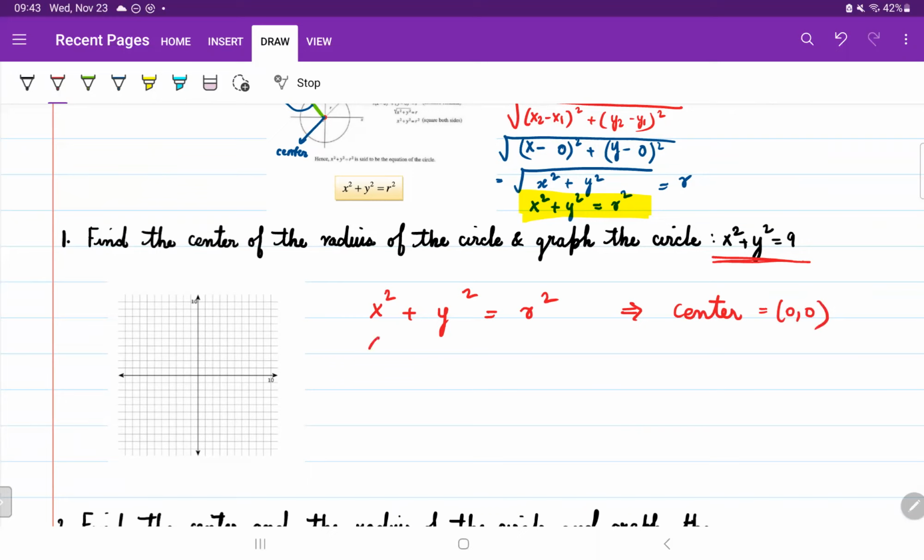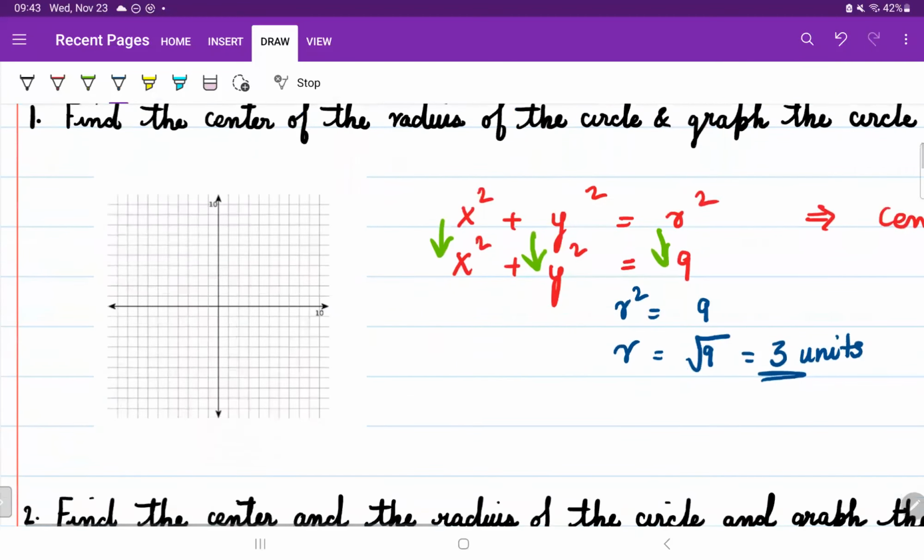Then here in our question, we have x squared plus y squared equals 9. If we compare this term by term, we have x squared as x squared, y squared as y squared, and then we see our r squared is 9. So r is root 9, which is both plus and minus 3. But here, for our purposes, we are calculating the distance, which is always positive. So radius is 3 units. So we have all the required information. We have our center as 0, 0, and our radius as 3. And that is more than enough to graph our circle.